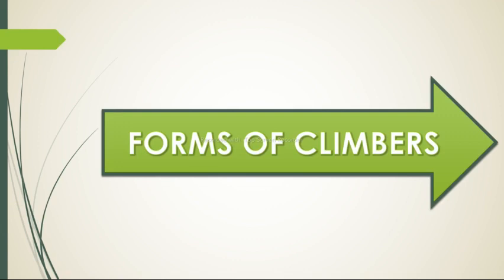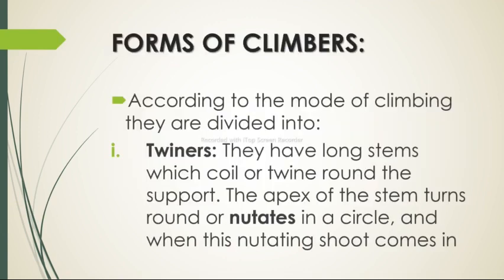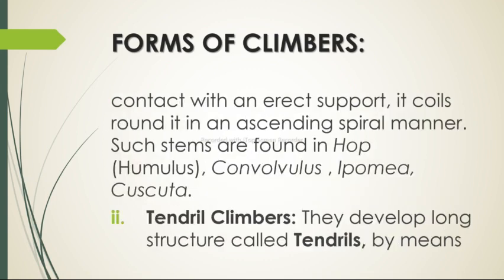So next I am going to discuss the forms of the climbers. According to the mode of climbing, they are divided into, first type, twiners. They have long stems which coil or twine round the support. The apex of the stem turns round and nutates in a circle, and when this nutating shoot comes in contact with an erect support, it coils round it in an ascending spiral manner. Such stems are found in hop, Humulus, and Convolvulus, Ipomoea, Cuscuta.